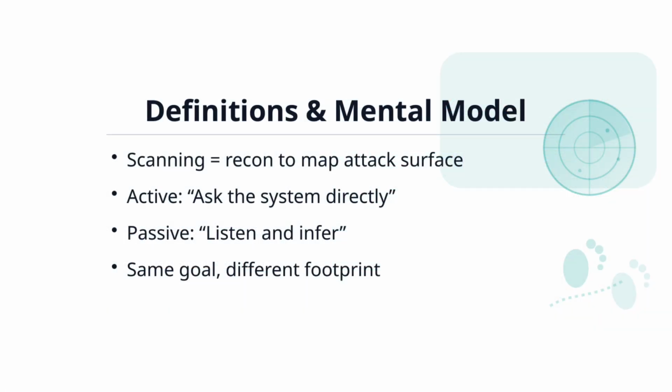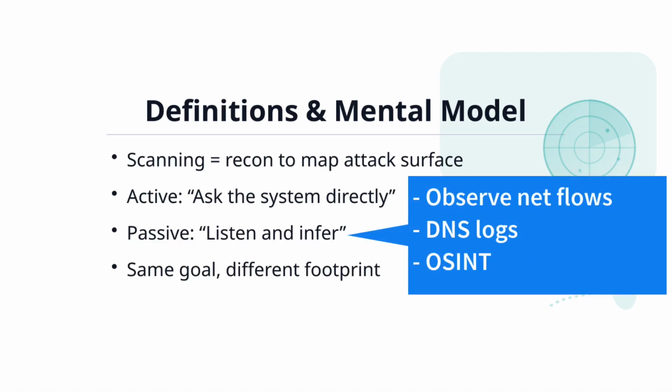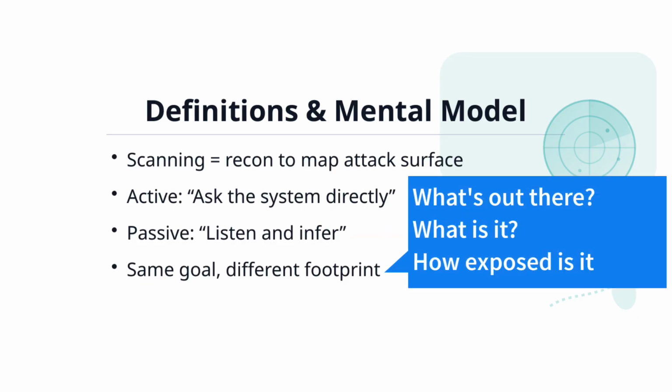Think of scanning like learning about a building. Active scanning is walking up to doors and trying handles, direct interaction that may leave traces. Passive scanning is watching from across the street. Quiet, but you may miss details. In security terms, active scanning sends packets, pings, port probes, banner grabs. Passive scanning might involve watching network flows, DNS logs, or collecting information from public sources. Both aim to answer: what's out there? What is it? How exposed is it?